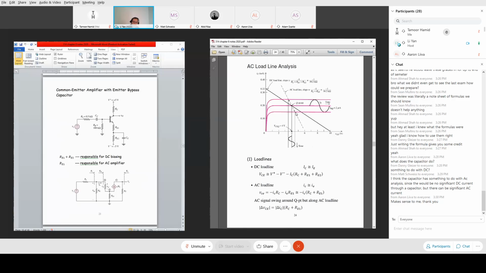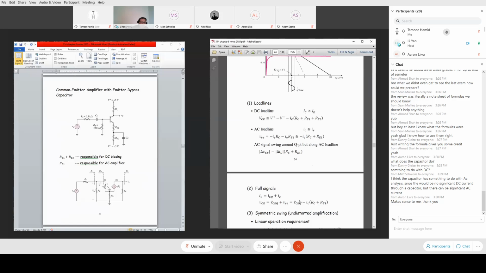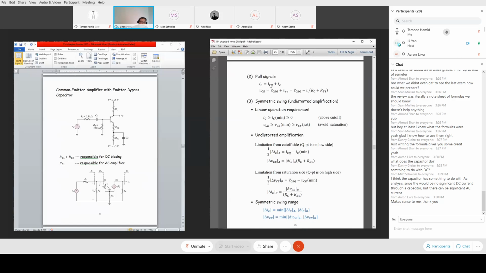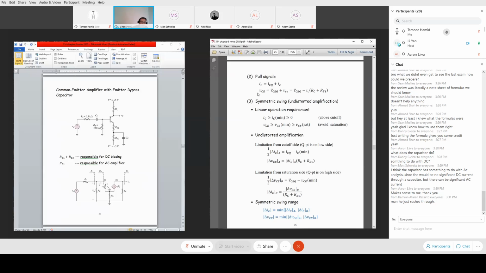So the amount you can vary the current on this side, the variation up and down here, is related to the amount of voltage variation on this side. When it's IC, when it's VCE, you derive the AC load line. So the change of VCE and the change of IC are related by this factor, RC plus RE1. And the full signal equals the sum of the DC current plus the AC current IC, and the DC voltage VCE plus the small signal VCE gives you the full voltage. That's the concept.